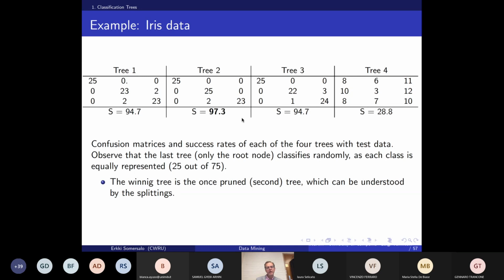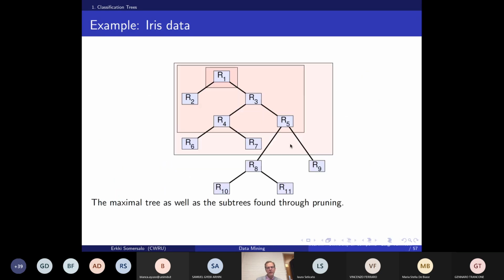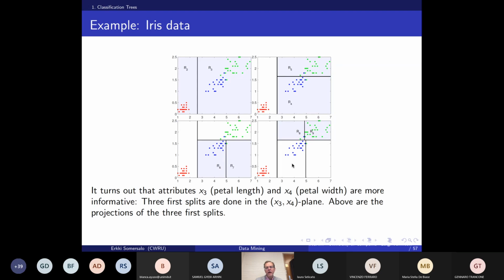So we have to choose between these trees, and since the success rate in tree number 2 was the highest, that's the tree that's the winner. And so tree number 2 is this tree here where I have left out R8, R9. Let's see if I see it here. R8, R9.